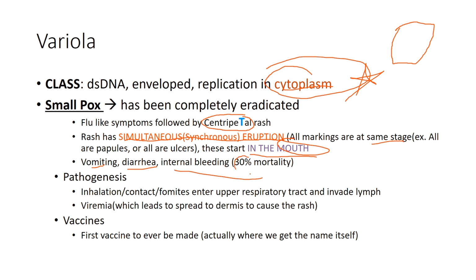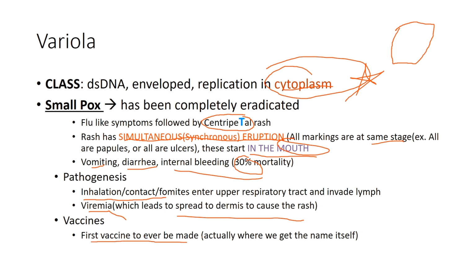Causes vomiting, diarrhea, and internal bleeding, which can lead to about a 30% mortality. So that's why this is bad. That's why we need to have this. Inhalation, contact, fomites is actually how you get it, upper respiratory tract. That causes viremia, which then spreads to the dermis, and that's where you get that rash.